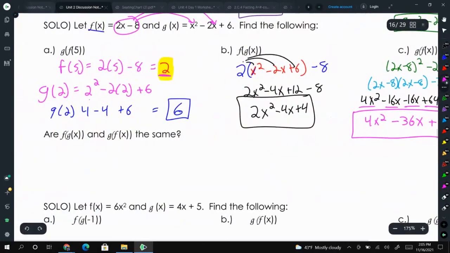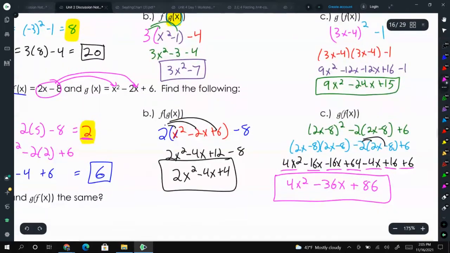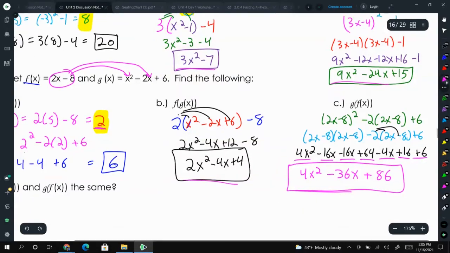Now, down here it says our f of g of x and g of x the same thing. We looked at 2 examples now where it's not. Look at B and C. It is not the same. The final answer is not the same for these. So the answer is no.